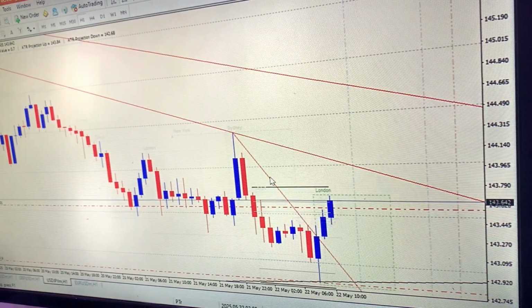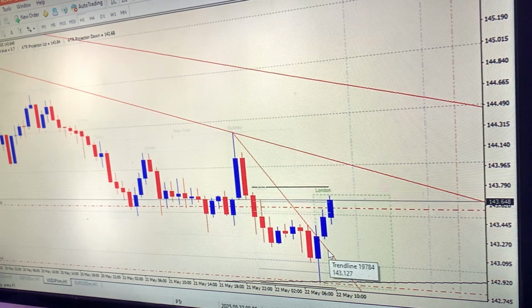So we basically just closed at the trend line itself. When we closed at the trend line itself, the next thing that could happen was the market could just turn around and head back down. So I didn't enter that trade.